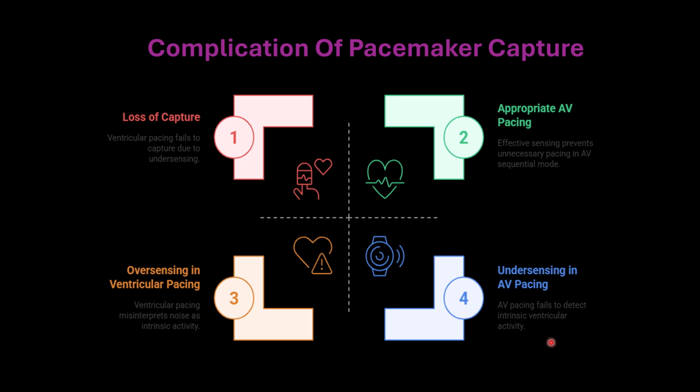Undersensing in AV pacing: if the pacemaker fails to detect the intrinsic ventricular activity, there will be ineffective pacing. Loss of capture: ventricular pacing will fail if it fails to capture, due to undersensing or the presence of oversensing in the ventricular pacing. That means when we interpret the noise activity as intrinsic activity, the ventricle starts to pace, and this will lead to oversensing.